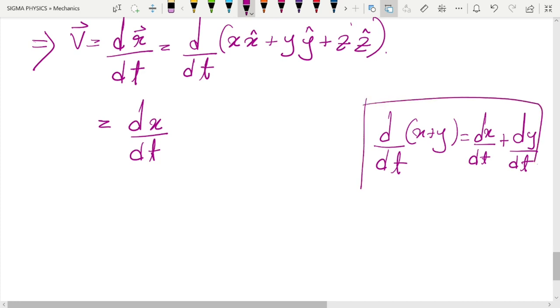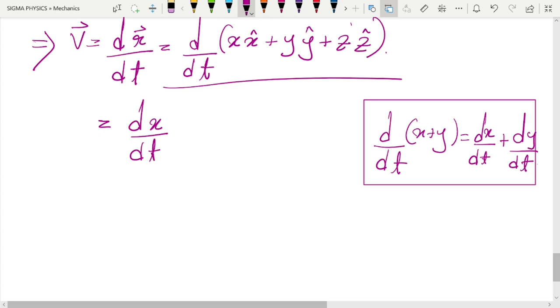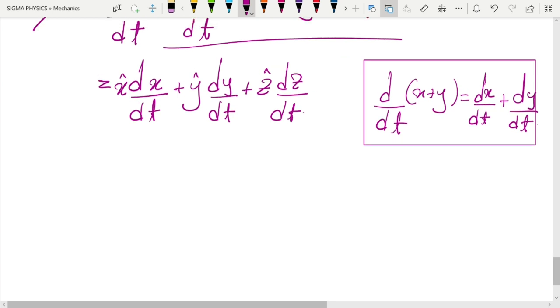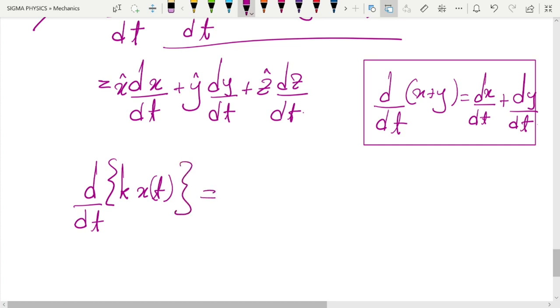Okay, so you should know this, right? So I'm just going to apply it over here. So we would get dx upon dt into x cap plus dy upon dt y cap, plus dz upon dt z cap. Okay. Now, another thing that you should know about derivatives, another two properties, is that d of k x of t by dt is equal to k d of x of t by dt.